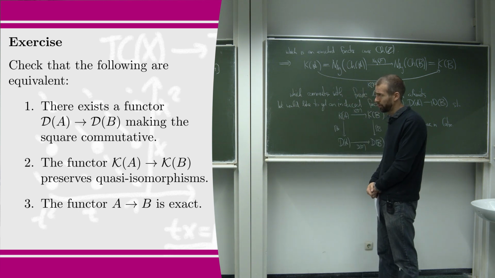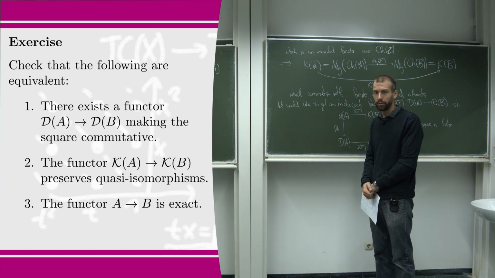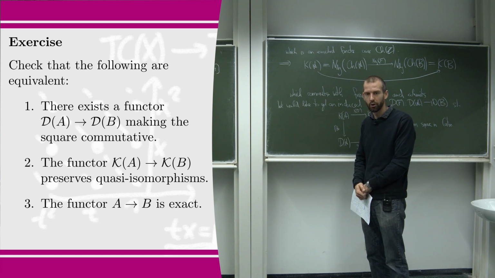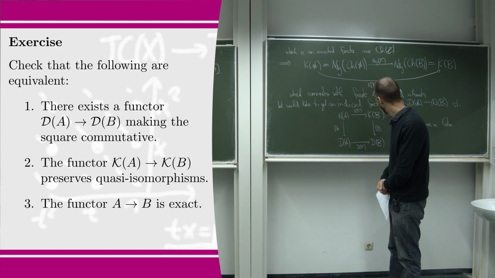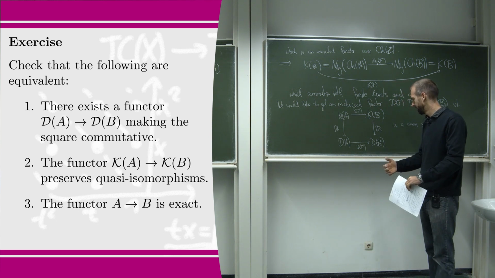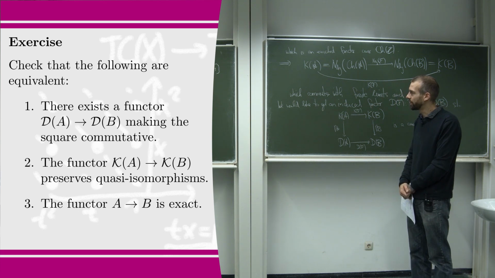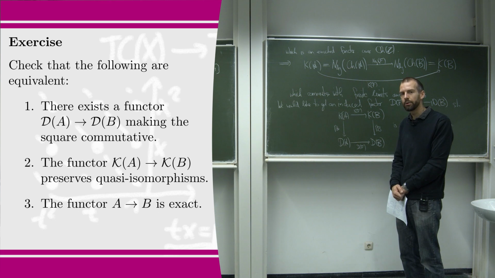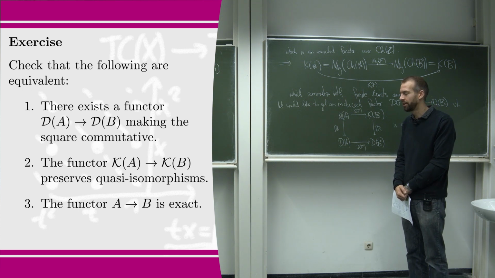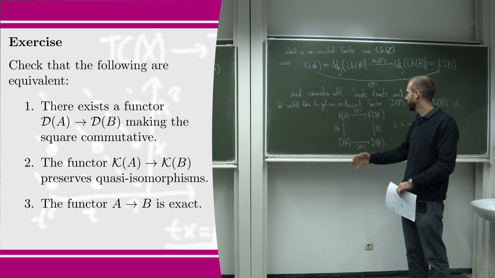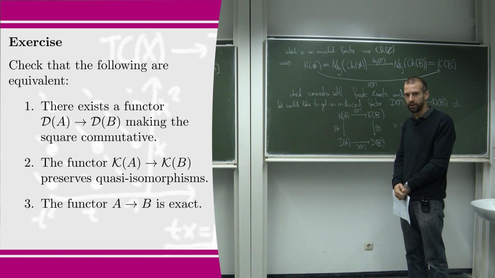So in other words, it preserves fibers and co-fibers, or I should maybe say kernels and co-kernels. It's left and right exact. And of course, this is a very strong assumption on our functor, which we might not want to make in general. So this exercise is meant to tell you that it's too optimistic to hope for such a commutative square.